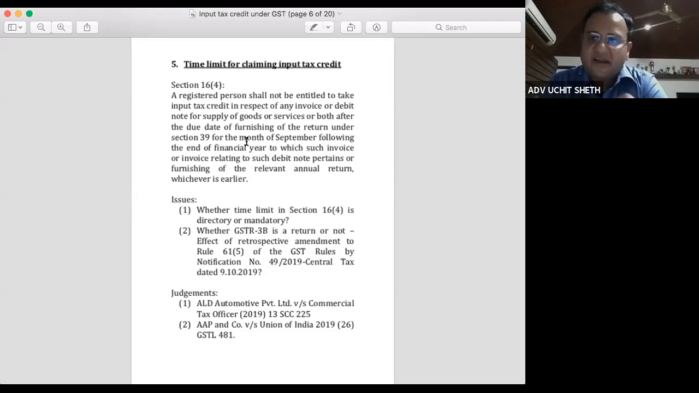But insofar as the subsequent years are concerned, from 19-20 onwards, according to me, there is very little scope for any argument. If we miss the bus, if we don't claim the credit by the monthly return of September, then we will lose that credit forever. So we need to be very, very careful while computing our credit claims, and at least by the end of September, we should have everything clear and all possible claims should be put forth.